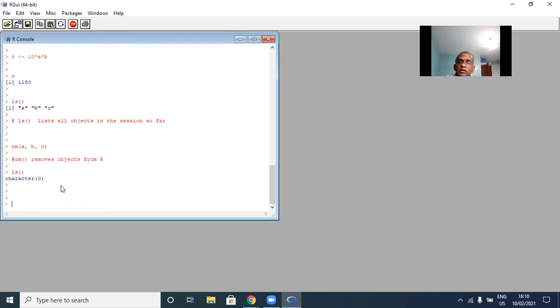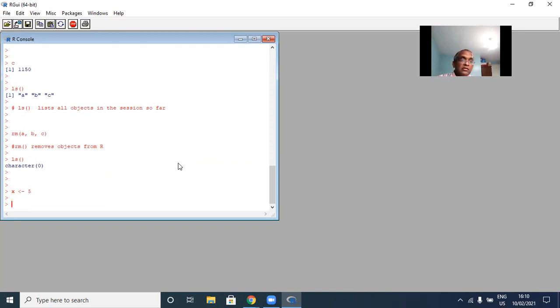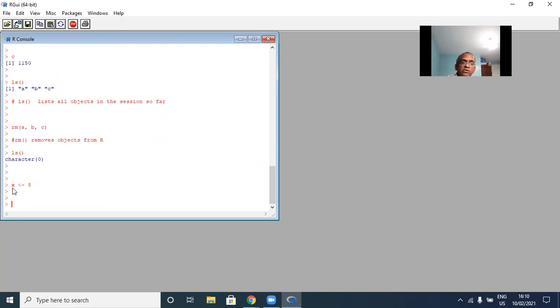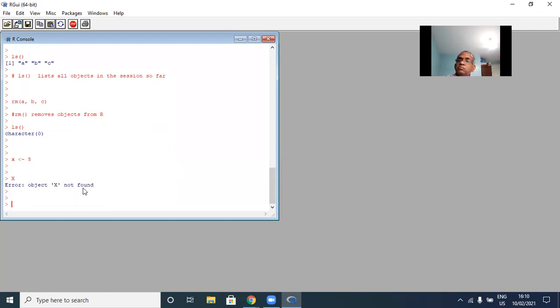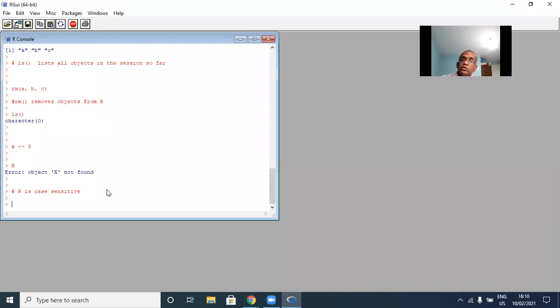Okay. Now, another thing I need to tell you is suppose I assign the value 5 to an object named x. Now if you type capital X, that is undefined, because little x and capital X are two different things. So R is case sensitive, right? In other words, the small letters and the capital letters are two different things in R, right?